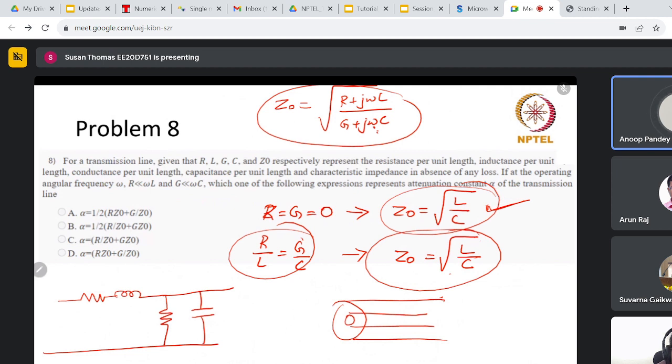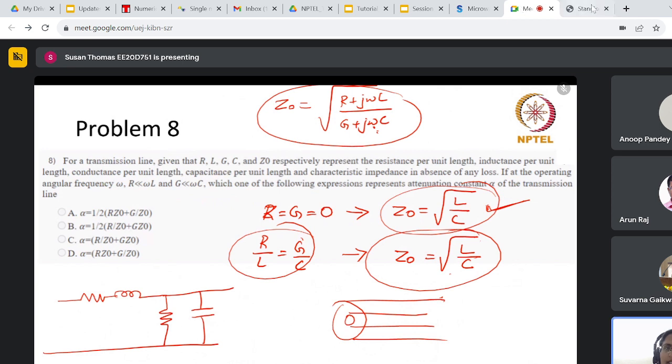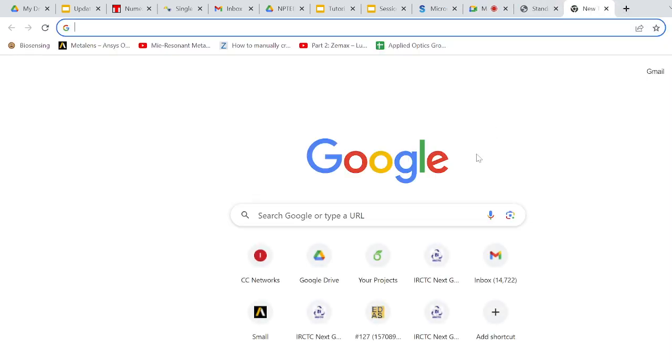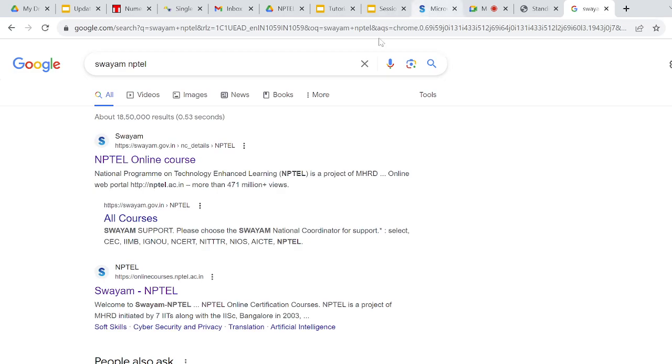Ma'am, if I see only the formula, then why do we not consider a lossless line as having a real characteristic impedance? A lossless line has a real characteristic impedance. But ma'am, in this particular assignment, this is not an option. Okay, maybe it is a tricky question in the assignment. I think you got confused with that statement.